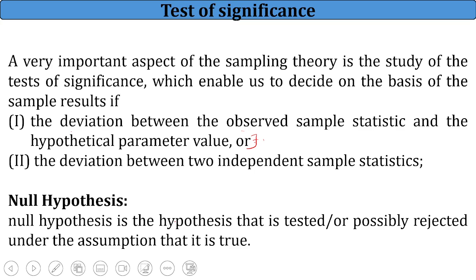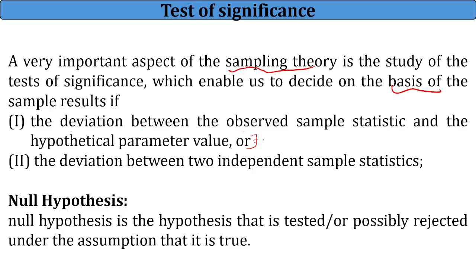Now we'll come to the test of significance. Till now we have discussed sampling distributions, how to find the confidence interval, the level of significance, and the types of sampling. Now we'll see the test of significance. When we talk about sampling theory, we have to know what the test of significance is. It helps decide, on the basis of sample results, the deviation between the observed sample statistic and the hypothetical parameter value. What is that actually?